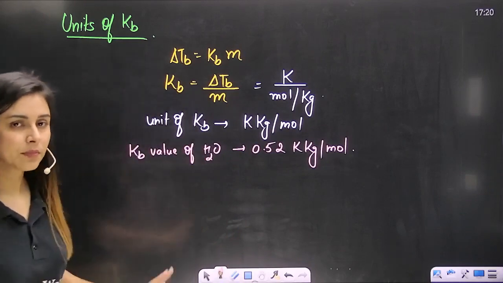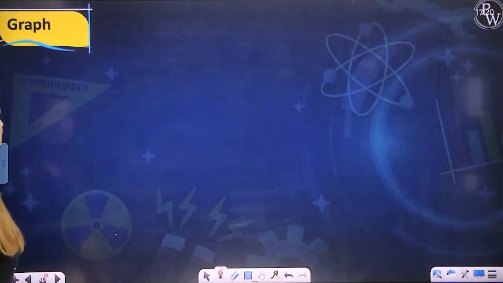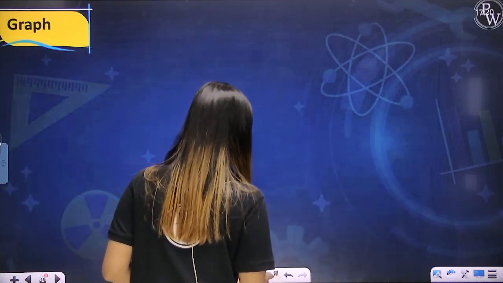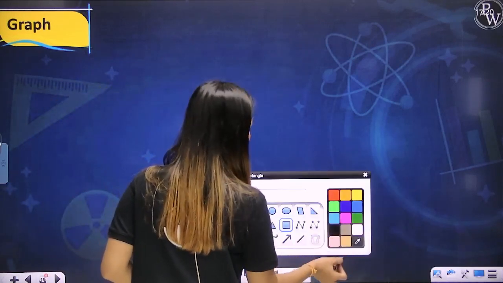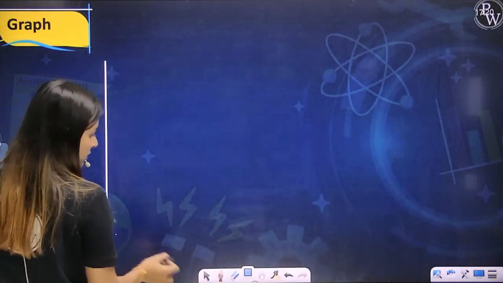Okay, clear. Now the next thing that we are going to discuss is the graph. So in the graph, I want to ask you a question, and that question was actually asked in JEE as well. So with graph understanding, we'll also learn how to solve the JEE questions. I don't remember the year, but yes, this question was asked and it is a very good question.